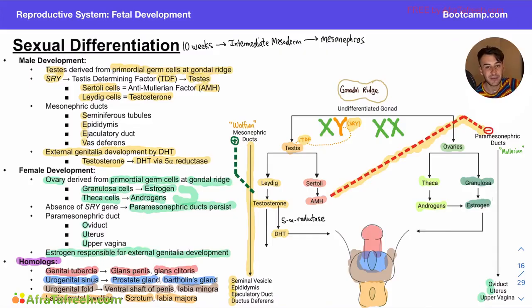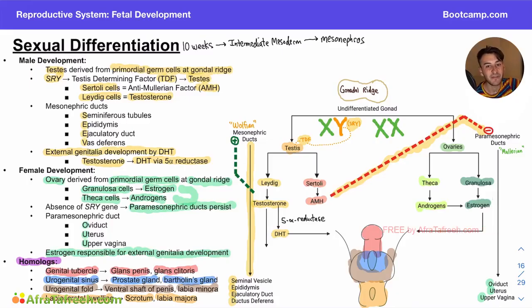This is an XY patient. So we kind of take a look at our diagram here and we'll see that, okay, the paramesonephric ducts were supposed to regress because of production of anti-Müllerian hormone. So it could be possible that this XY person is actually failing to produce anti-Müllerian hormone, and therefore this structure is continuing to persist. However, they're also producing testosterone, so their mesonephric ducts are also continuing to persist.